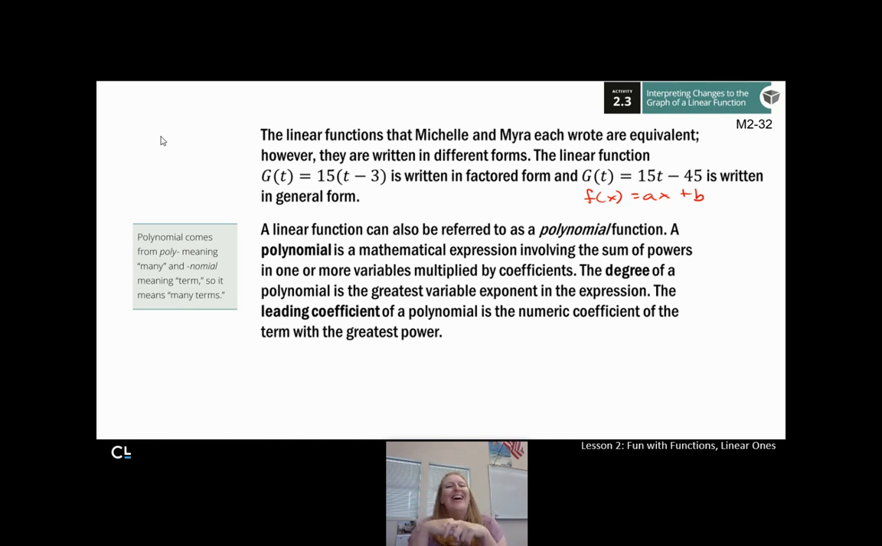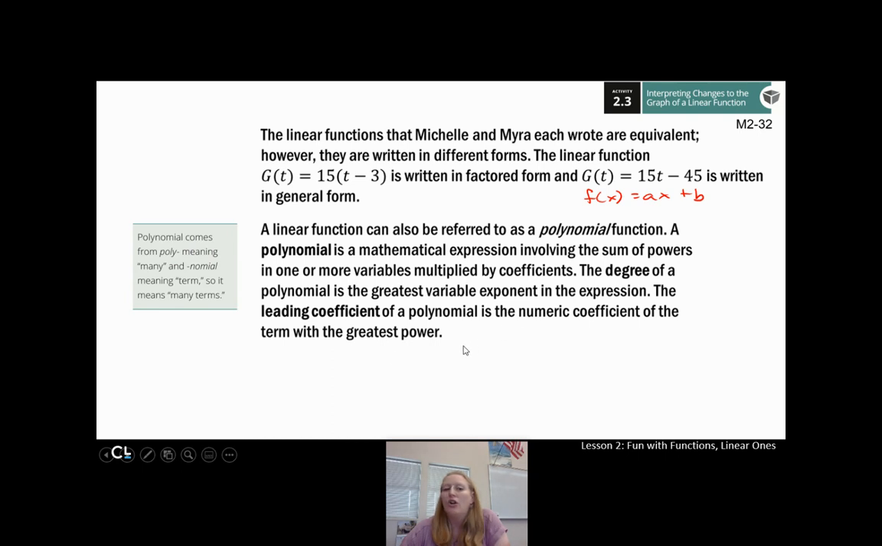Either way it works. But it just means that you're adding a bunch of terms together that have different powers. And they may or may not have different variables. It may be only one variable, maybe only x's, but maybe we'll have x's and y's. I mean, you can start throwing crazy things in there. And often they're multiplied by coefficients. Like instead of just t, it has like a 15t or negative 22t, that kind of stuff. This is actually really easy. The degree of a polynomial is the greatest variable exponent in the expression. So the biggest power you see attached to a variable is going to be your degree of your polynomial.